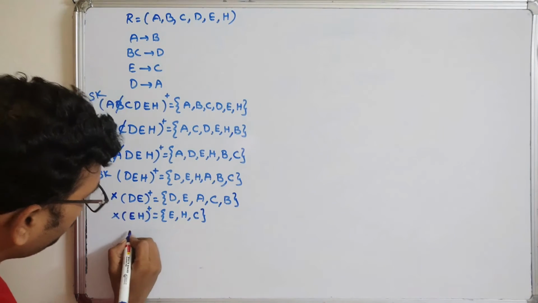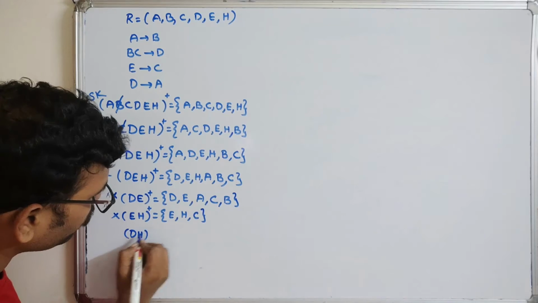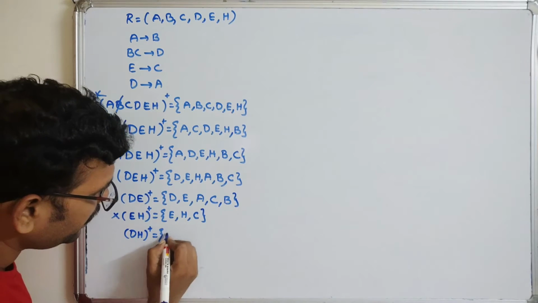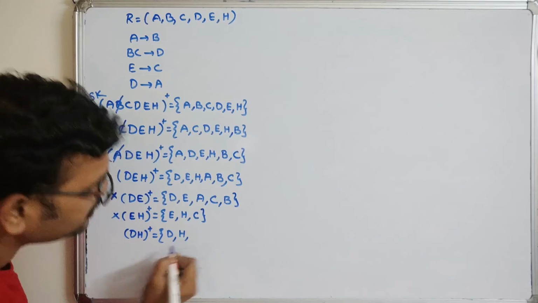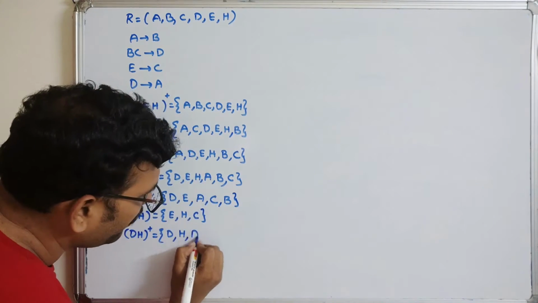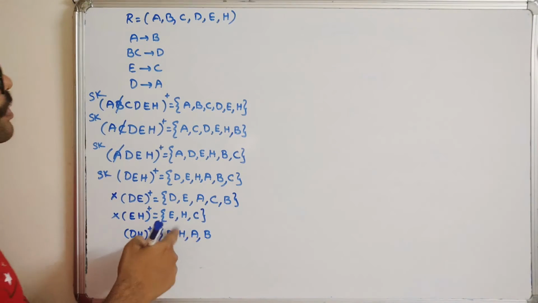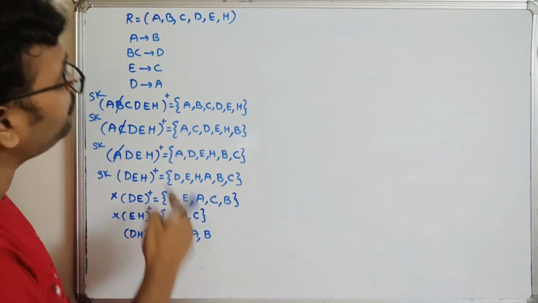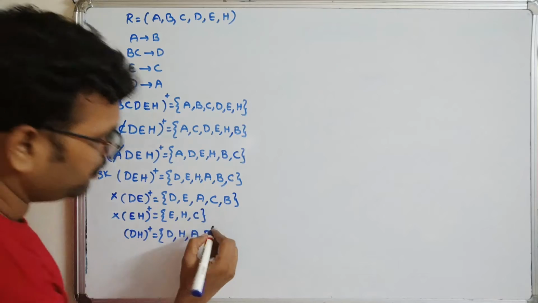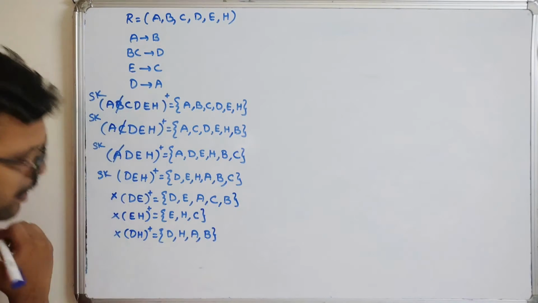Next one, DH. Find out the closure of DH. DH, we can determine D and H. If you know D, we can determine A. If you know A, we can determine B. With the result, that means D, H, A, B. Any other attribute we can determine? No, right? So this is also not a super key.